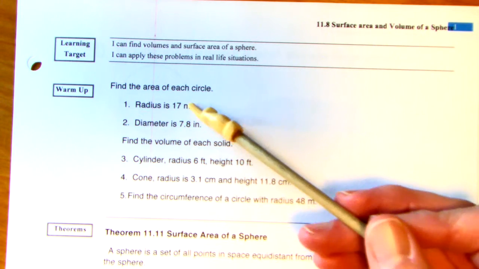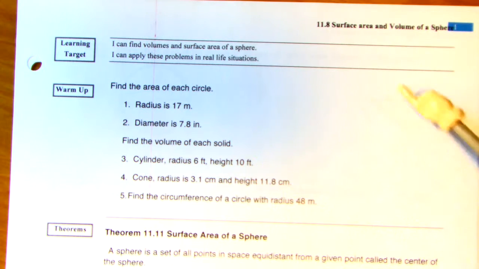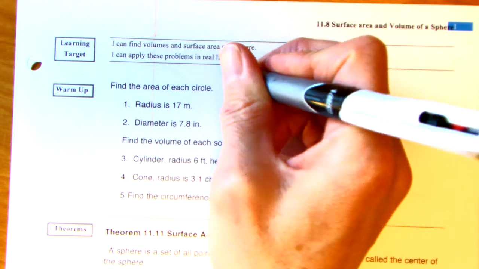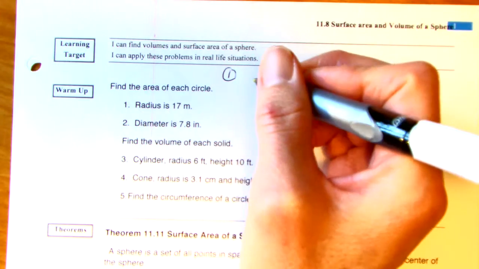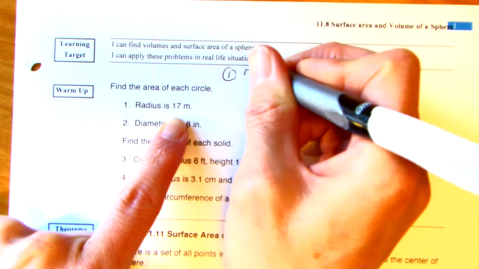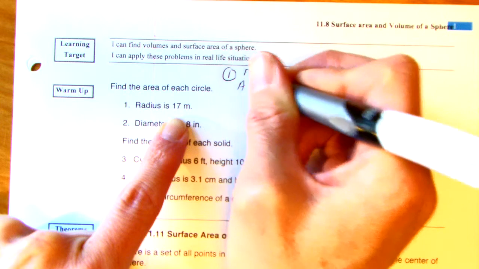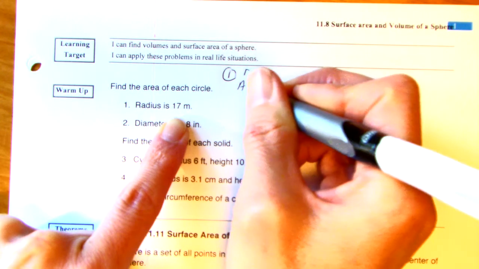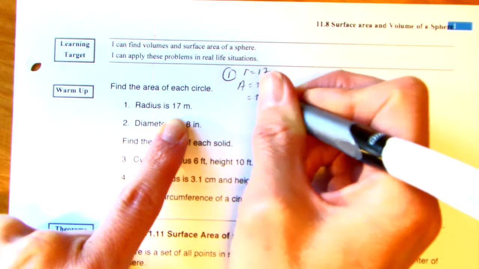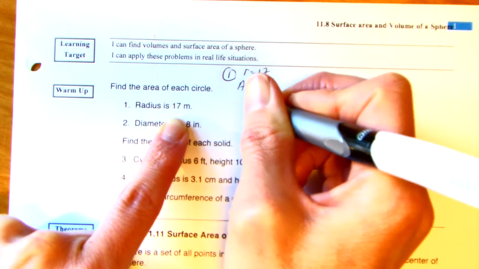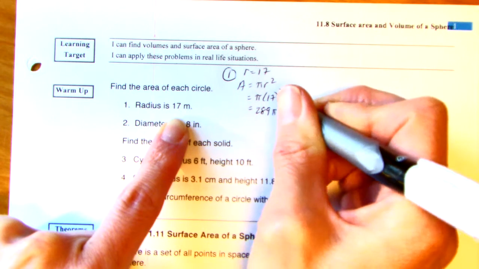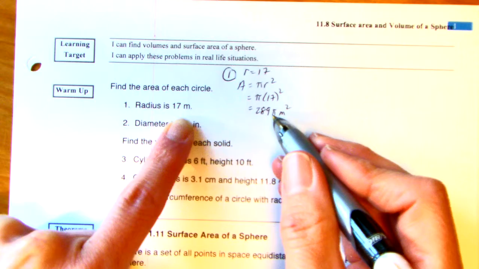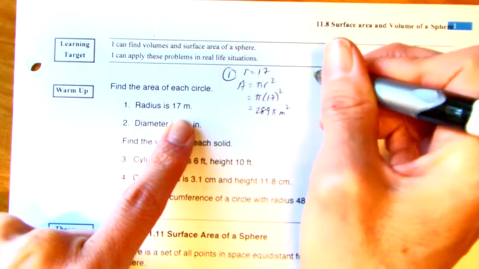Warm up, we're going to find a couple areas, and then we're going to find some volumes. And of course, there's not a lot of space here. So what I'm going to do is start with number 1, like right here. Okay, so I want surface area, the radius is 17 for a circle. That's pi r squared. So we have pi times 17 squared. That's equal to 289 pi meters squared. You could put 289 times pi to get a decimal value if you want, but this is actually fine.